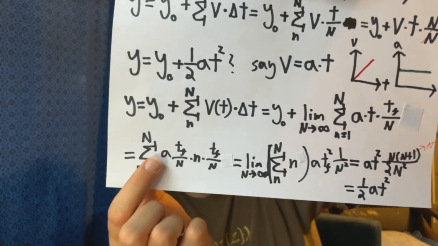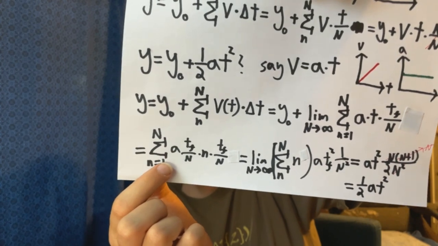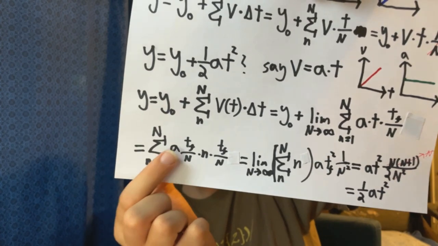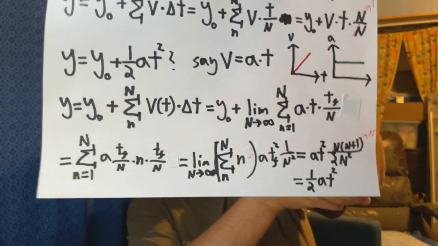So a over t, t final over big N, times 1 times 2 times 3, times 1 plus times 2 plus times 3, and so on and so forth.